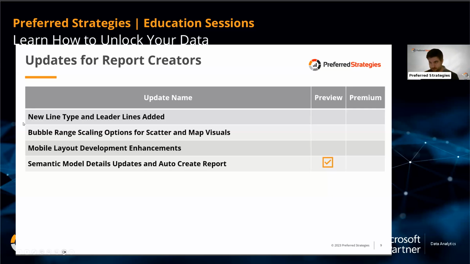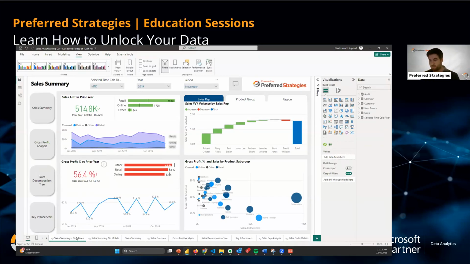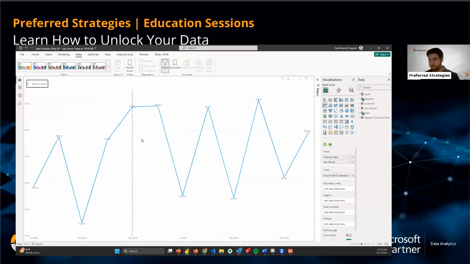So I'm going to come into Power BI Desktop for this example and come to our sales analytics report here. And you can see I have a couple line charts. I have a line chart and then I have an area chart, right? And this update applies to both. So I'm going to come in here and just open this line chart up in focus mode so that we can see it a bit better.